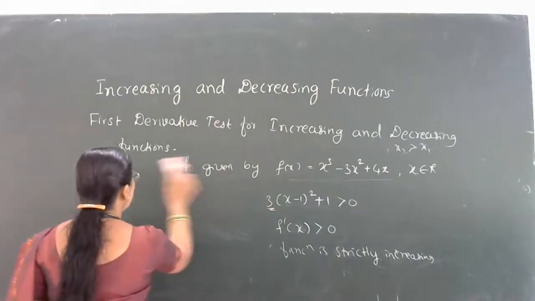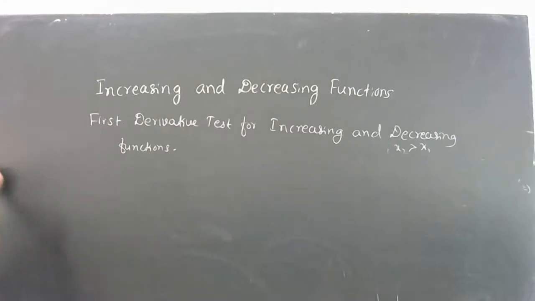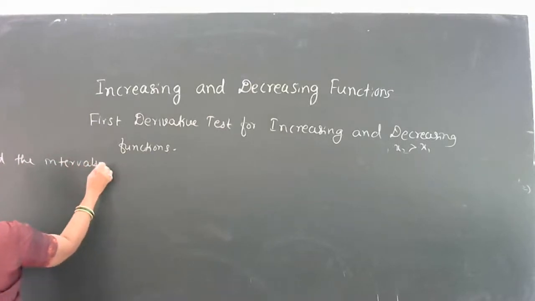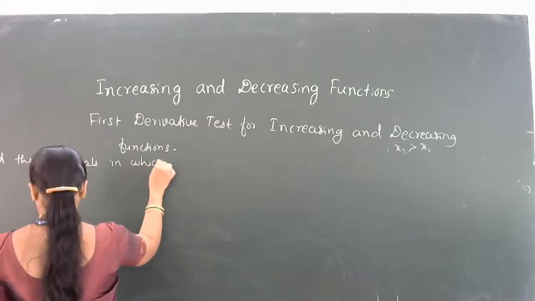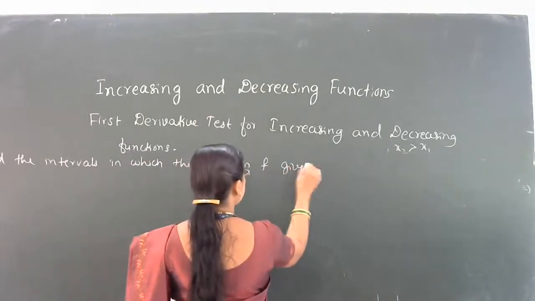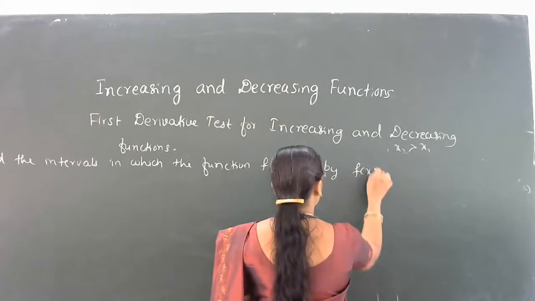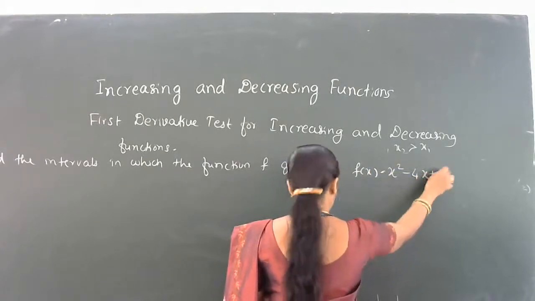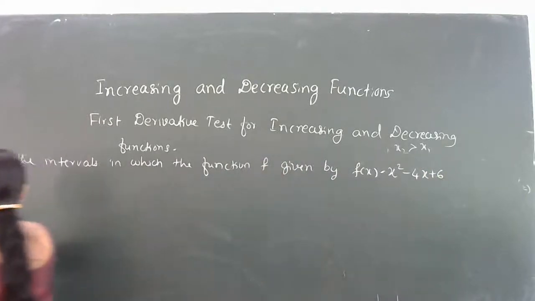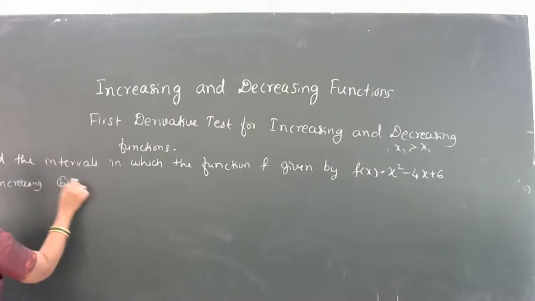I will go to the next problem. Find the intervals in which the function f given by f of x equal to x square minus 4x plus 6 is (a) strictly increasing, (b) decreasing.